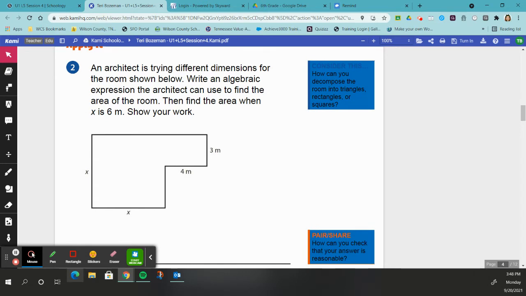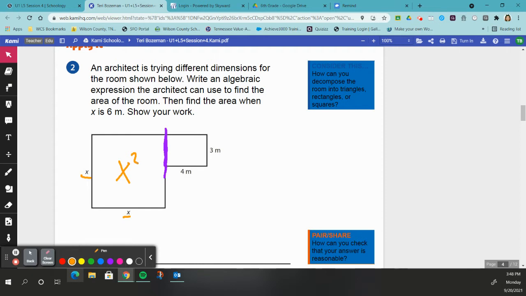For number 2, when we have a shape like this and we want to find area, we have to divide the shape. We have to decompose it first. So if I decompose this right here, I now have 2 shapes, and I can find the area of each of those and then add them together. So the area of my first shape is going to be x times x. Well, if I have something that I'm multiplying times itself more than one time, I can then use powers. So x squared is the same thing as x times x.